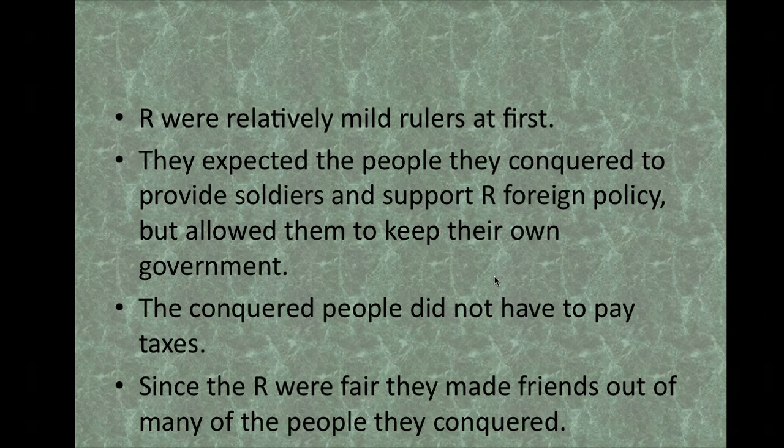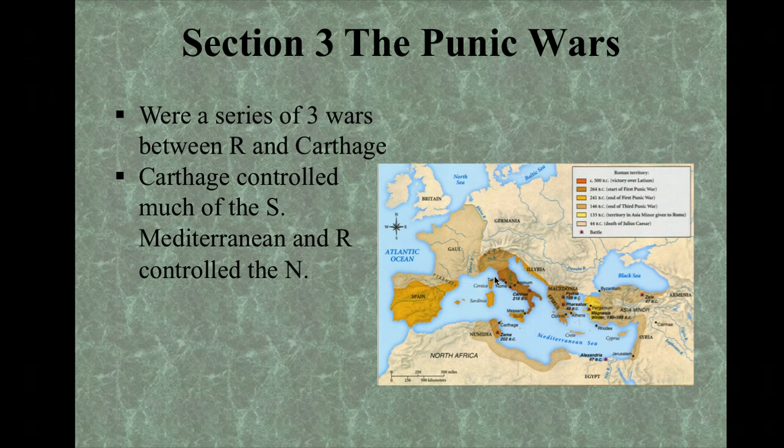Romans were mild rulers at first. They expected the people they conquered to provide soldiers and support Roman foreign policy, but allowed them to keep their own form of government, provided it was in line with what the Romans wanted. The conquered people did not have to pay taxes, so it was only Roman citizens. Since the Romans were fair, they made friends out of a lot of the people they conquered, and they really Romanized, is the actual term, a lot of them, and eventually they did become citizens.